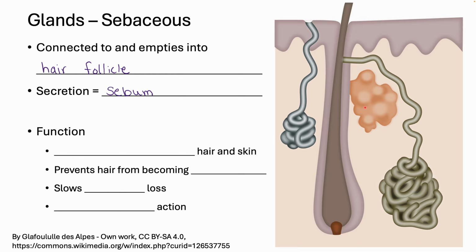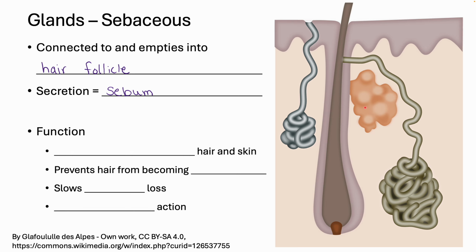So these are going to secrete an oily substance that ultimately helps to protect the hair and the skin around it. So these are a type of holocrine glands. They burst, leaving cell debris and accumulated lipids behind, which we call sebum.